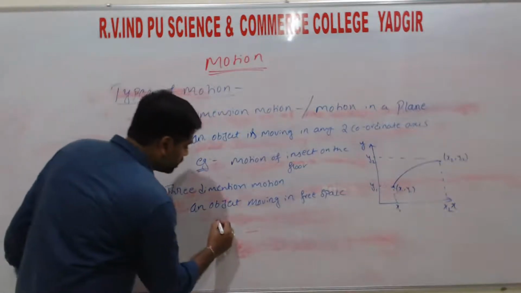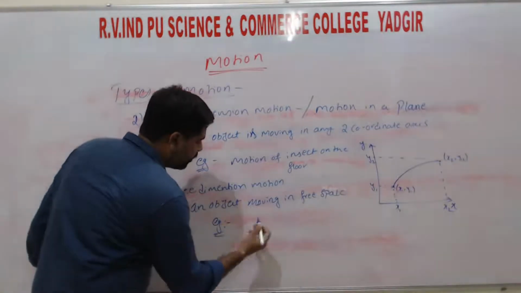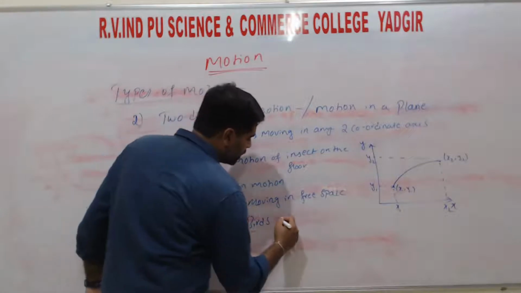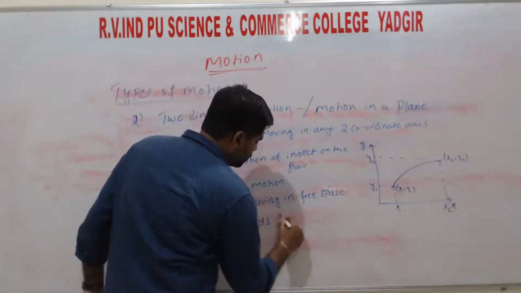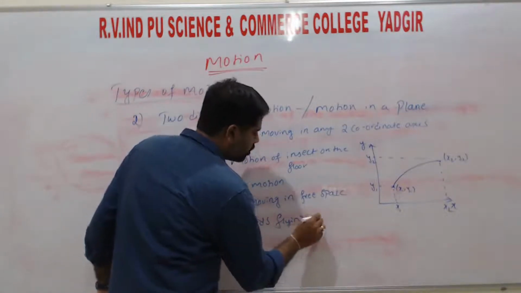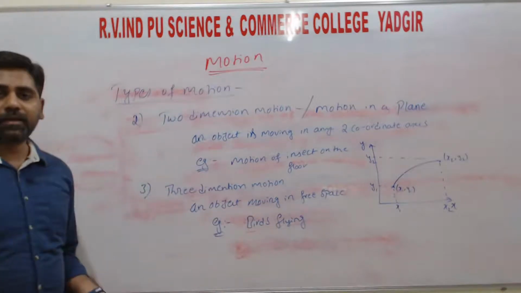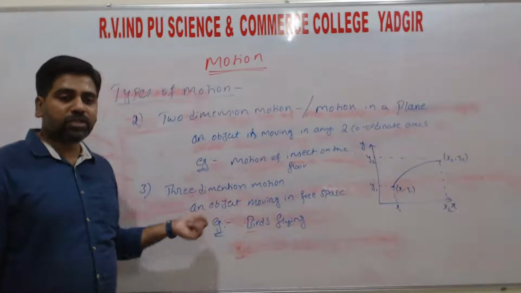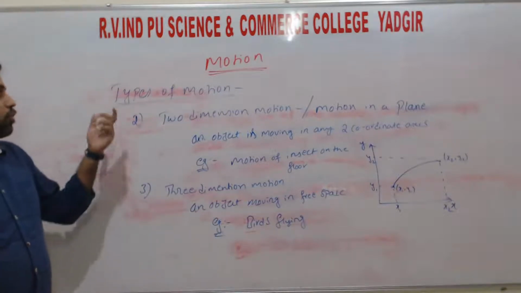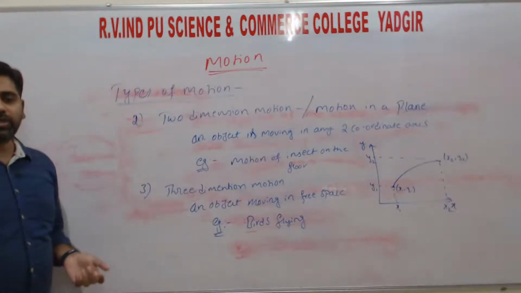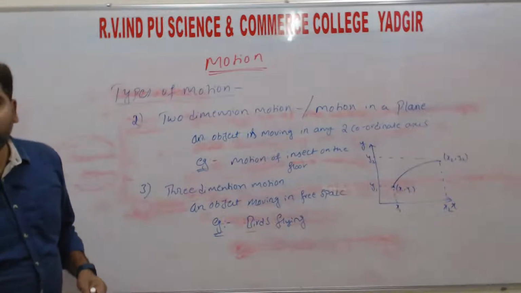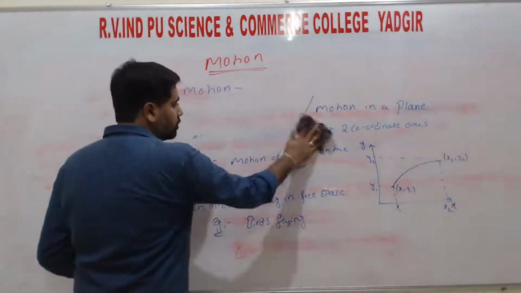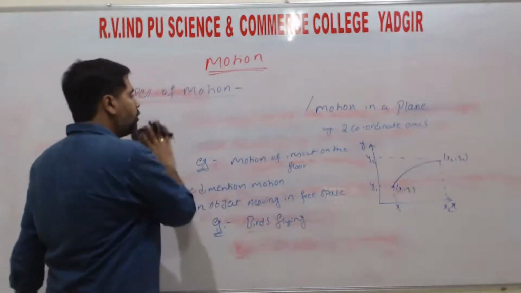So an example of three-dimensional motion is any flying object. So birds which are flying in space, or any kite which is flying, right? So these are examples of three-dimensional motion, right? So what is motion? Motion is the change in position of the object with respect to the surroundings as time passes.